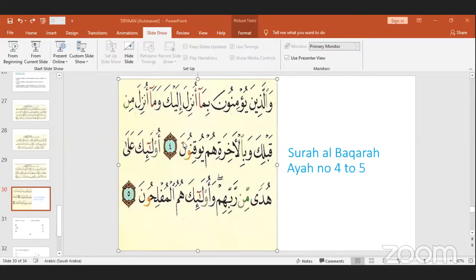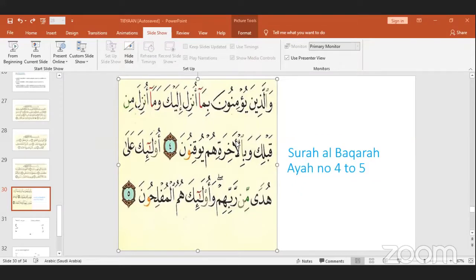So where was it? Yeah. Min qablika wabil akhirati. I was saying here, you can see this letter. It's a lam sukun plus alif plus hamza. So lam sukun plus hamza. So here you can see the hamza. It is in the middle of these two, lam and alif.